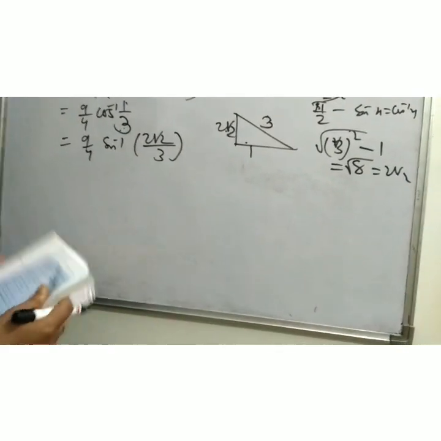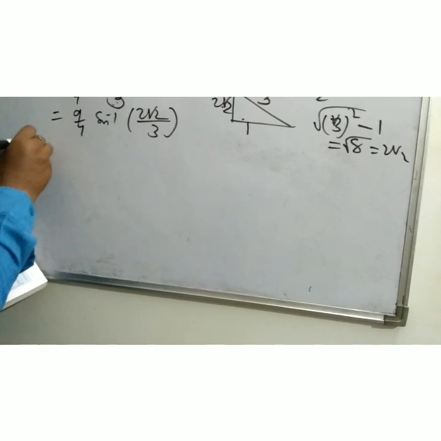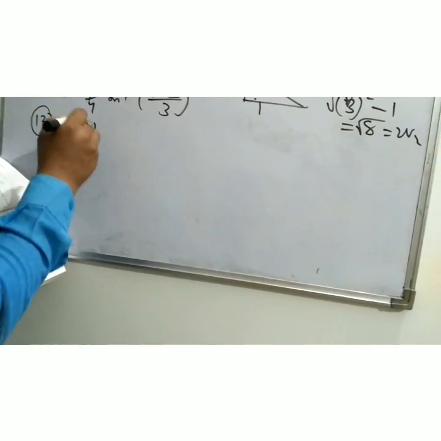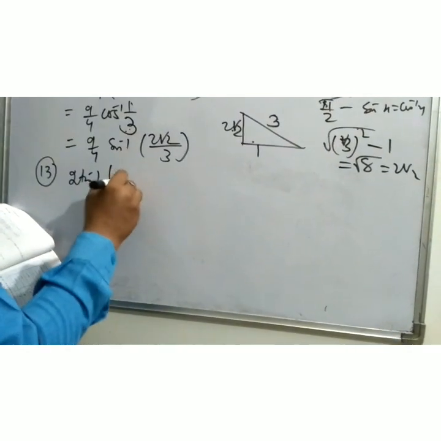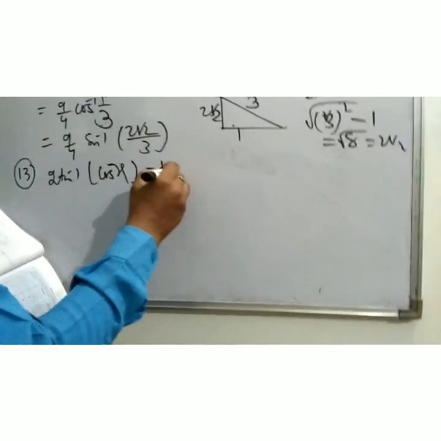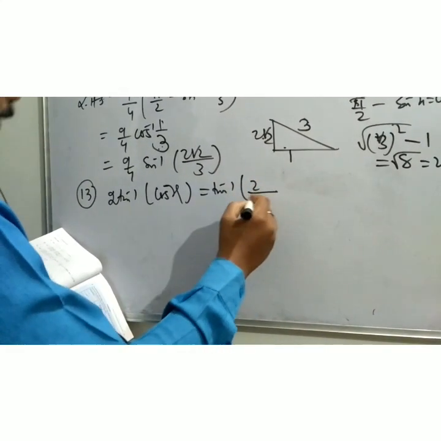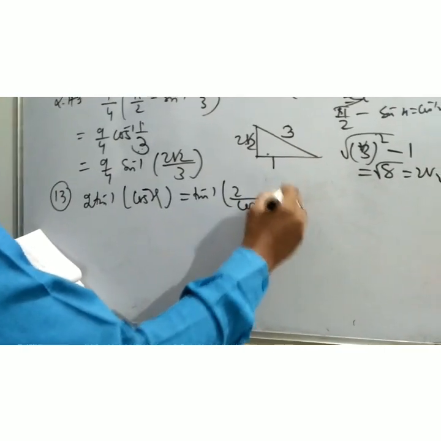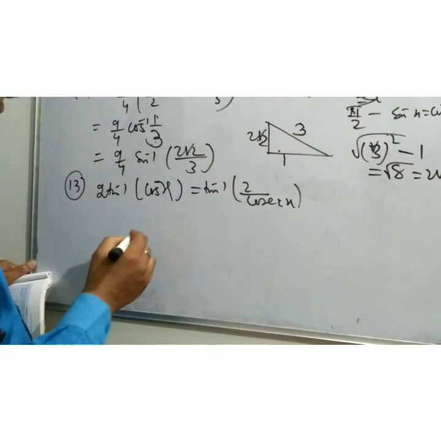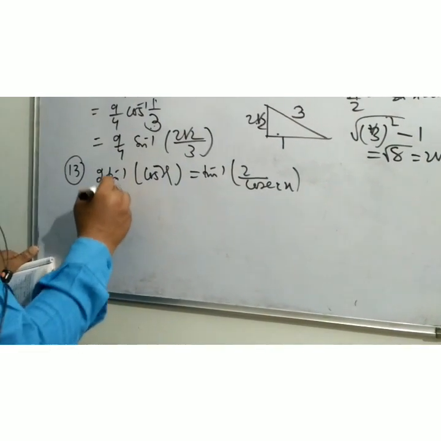Okay, then similarly question number 13, solve it. We have to find the value of x. 2 tan inverse cos x is equal to tan inverse 2 by cos x. This question was set as a 4 mark question in 2016-17.